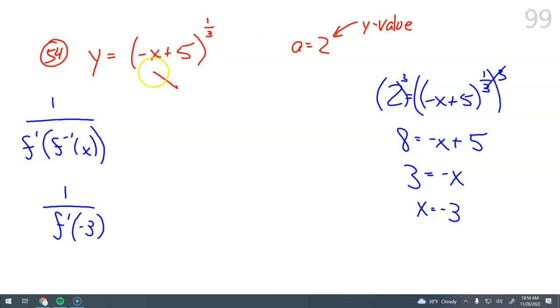So, y prime, we bring down the 1/3, leave the little guy alone, reduce the power by 1. I'm not done. It's tricky for some people to see. Maybe I still have to multiply by negative 1, right? Because that's the derivative of the inside. That's easy to miss. And then I don't have any reason to simplify, because my whole goal is just to plug in.